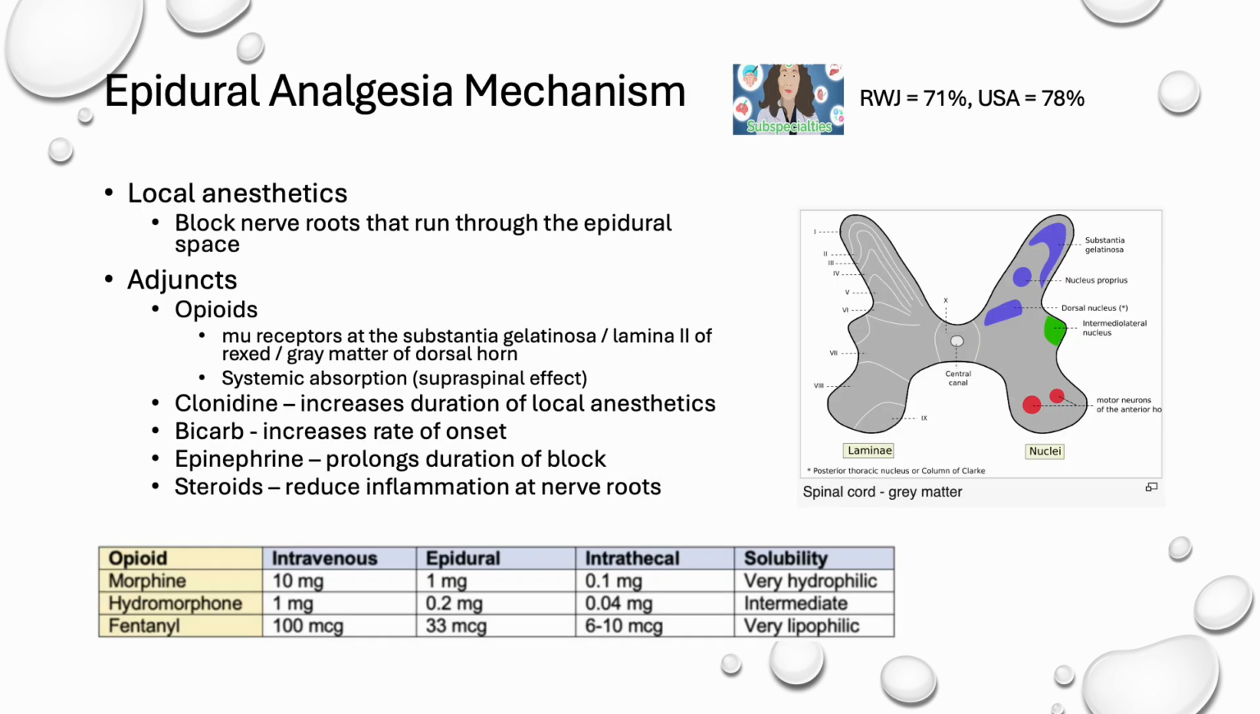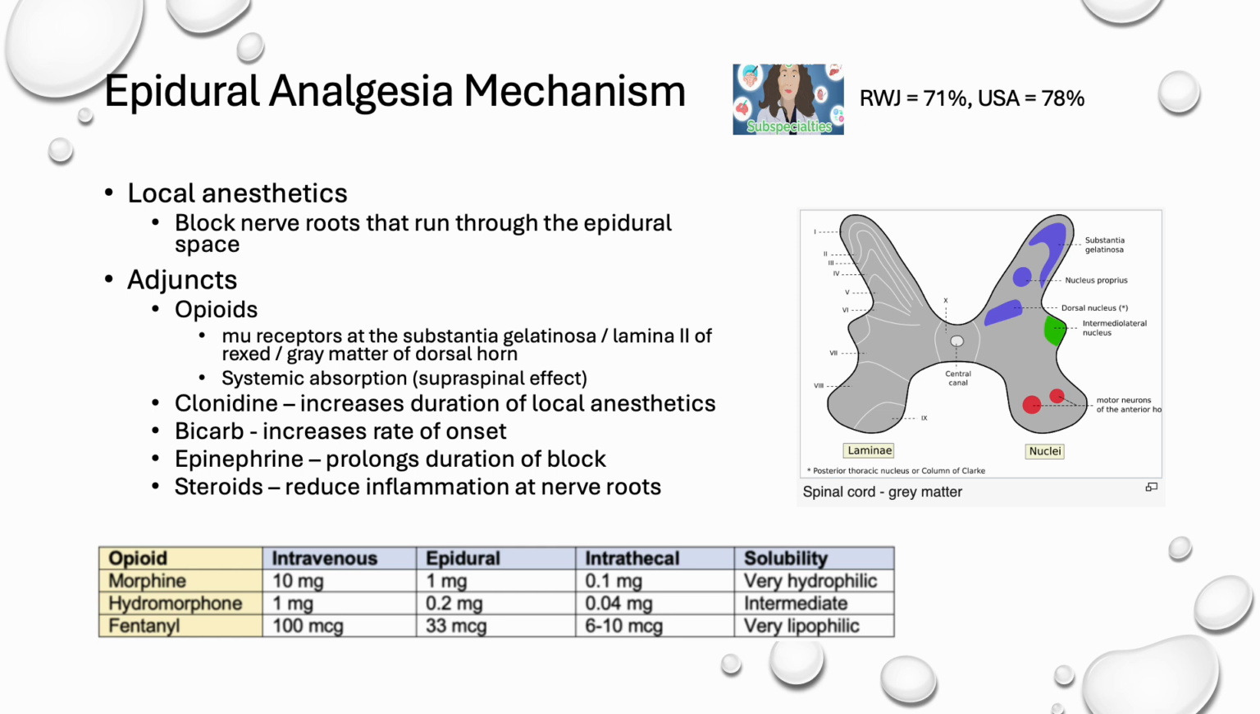This keyword is epidural analgesia mechanism. Our scores here in the upper right-hand corner are not bad, but we still lag a little bit behind the national average, so we'll go through this topic as well. When injecting local anesthetic into the epidural space, nerve roots that run through this space are blocked by interruption of sodium channels, as we've all learned before.